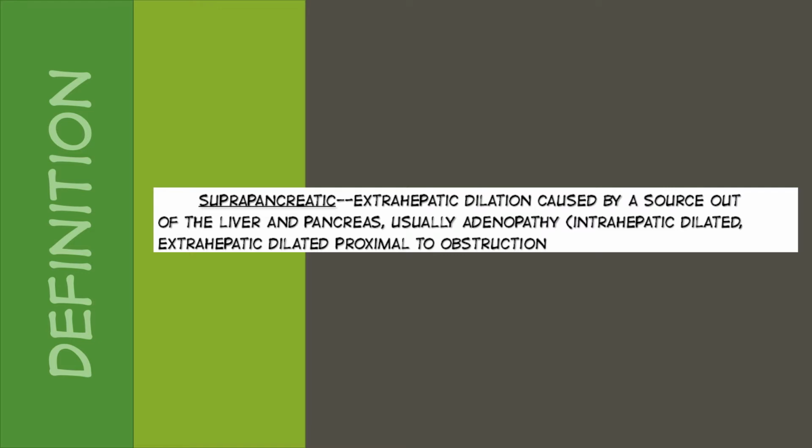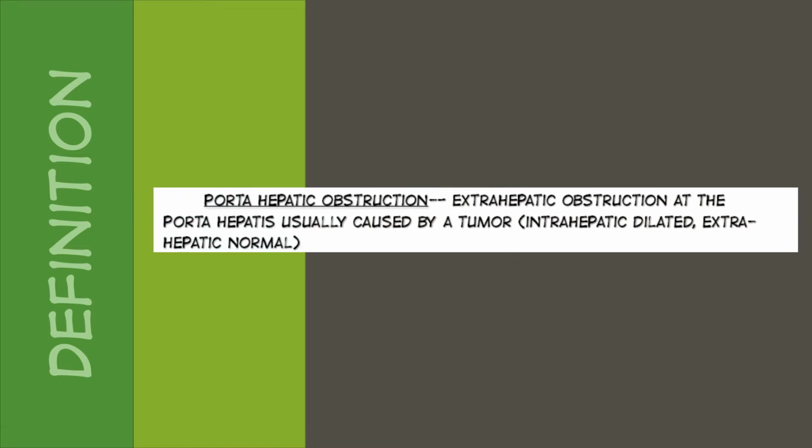Because this obstruction is in between the intrahepatic and extrahepatic area, we're going to see the intrahepatic ducts dilated, and we're going to see a portion of the extrahepatic ducts dilated proximal to that obstruction. The last area that we typically see obstruction at then is at the porta hepatis. So we call this porta hepatic obstruction. And this is typically caused by a tumor at the porta hepatis that compresses the bile ducts and causes intrahepatic dilation. At this point then we would see a normal extrahepatic duct.